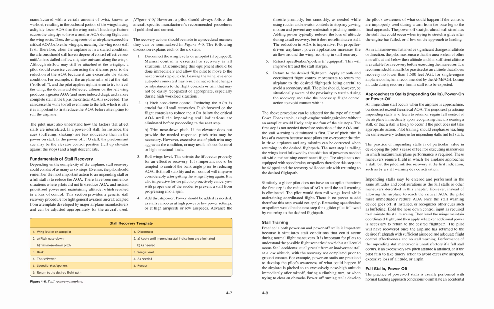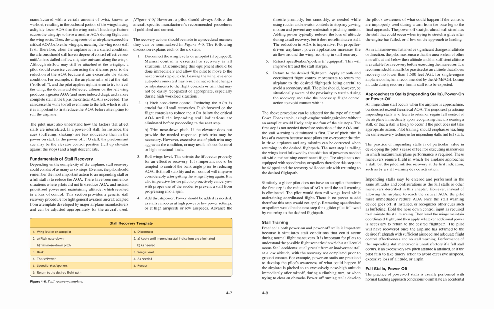Similarly, a glider pilot does not have an autopilot, therefore the first step is the reduction of AOA until the stall warning is eliminated. The pilot would then roll wings level while maintaining coordinated flight. There is no power to add, therefore this step would not apply. Retracting speed brakes or spoilers would be the next step for a glider pilot, followed by returning to the desired flight path.